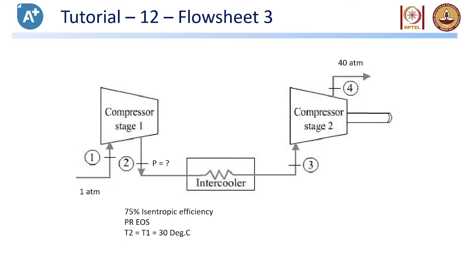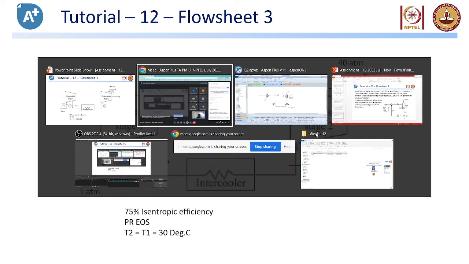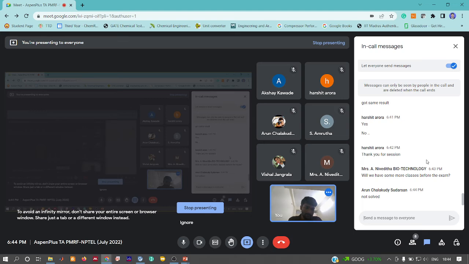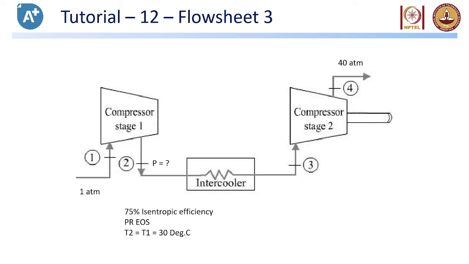So how many of you have already solved this problem? No ma'am, we won't be having any more sessions. This is the last session. Okay, Arun, you didn't solve. Others, did you solve this multi-stage compression example? Arun, you can go ahead with this. In case you are not solving, just try doing it. It's based on optimization.